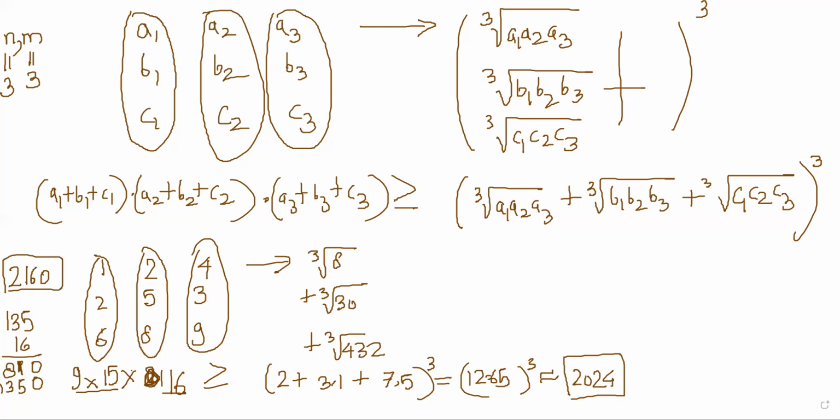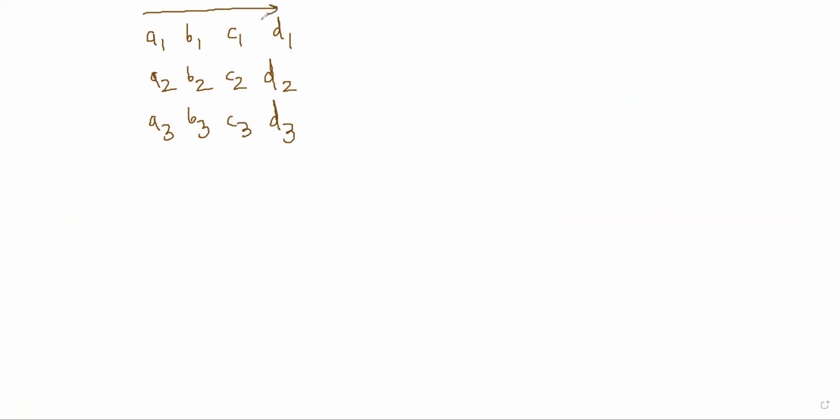We'll see applications soon. What if the number of columns and number of rows were not the same? So for example, if it was like this: A1, B1, C1, D1, A2, B2, C2, D2, and A3, B3, C3, D3. So here the number of terms in a sequence is 4, but the number of sequences is 3. So n is equal to 3, m is equal to 4. But the process is the same. You add up the columns and multiply them.